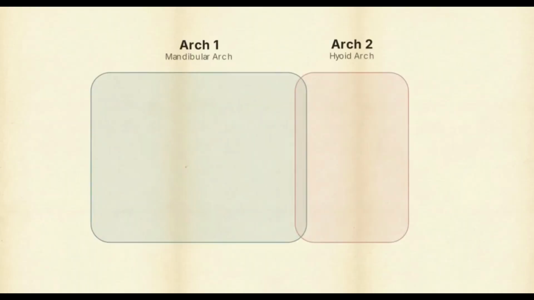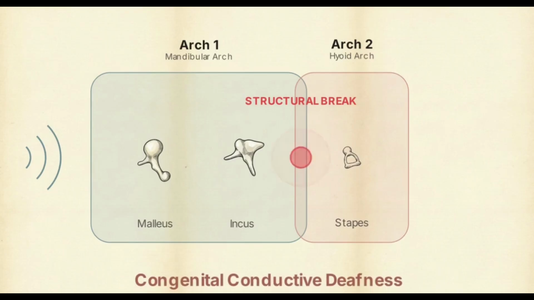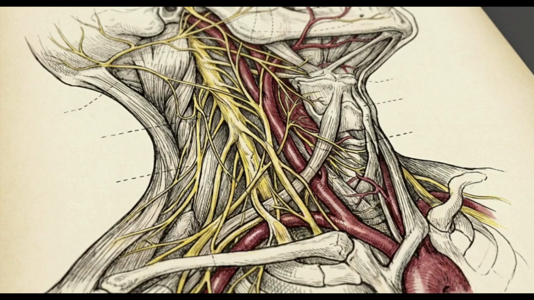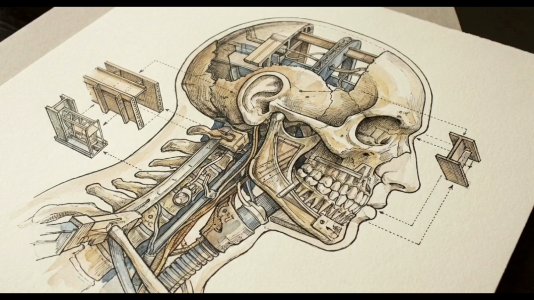And if Arch 1 and Arch 2 suffer a developmental delay, the delicate sequence of the malleus, incus, and stapes is broken, resulting in congenital conductive deafness. The adult head and neck only appear chaotic if you look at the final outcome. By mastering the strict rules of the pharyngeal apparatus, the anatomy ceases to be a memorization challenge, revealing itself as a logical sequence of structural engineering.